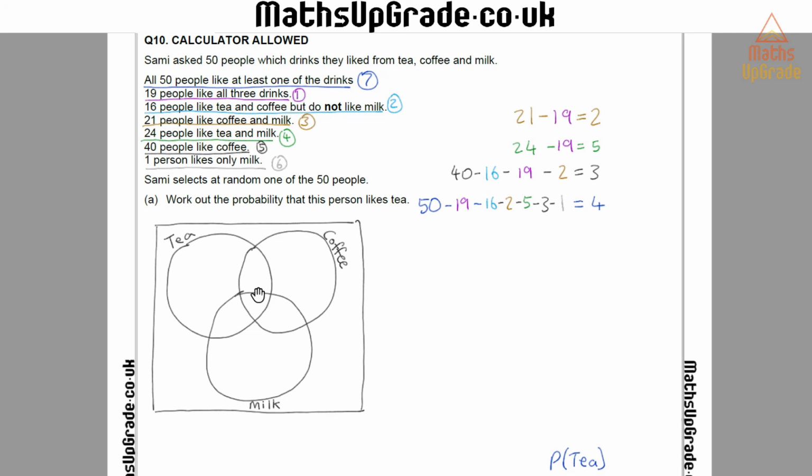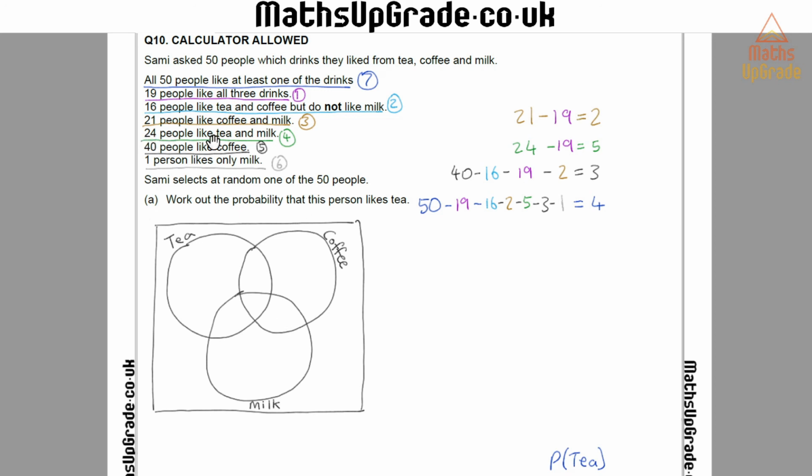And I'm going to use the sentences in the order in which I've annotated them. I'm starting always with the central section if I can, then work your way towards the outside and then find the outside. So 19 people like all 3 drinks, so that's going to be 19 here. Next, 16 people like tea and coffee but don't like milk, so that's going to be 16 in this region. 21 people like coffee and milk. Since I already know that 19 people are in this region here, then this must be the remaining 2 people from that 21. So that's 21 take away 19, which is 2.